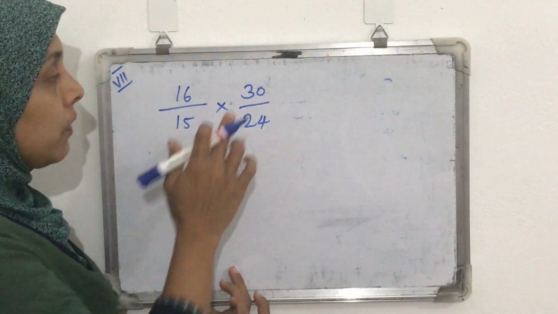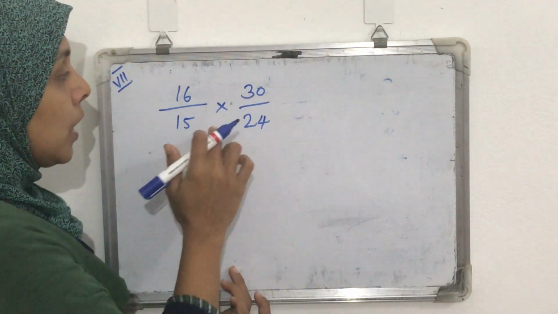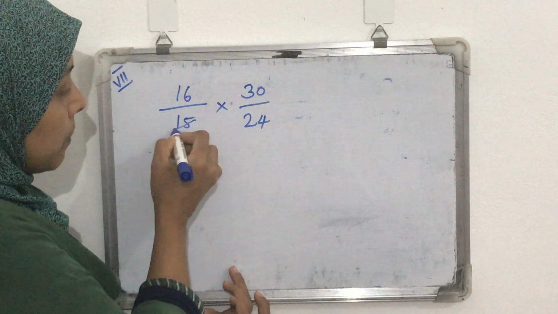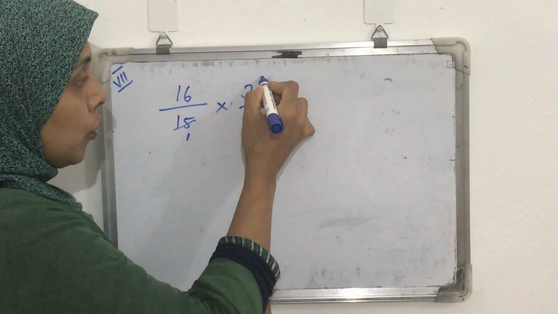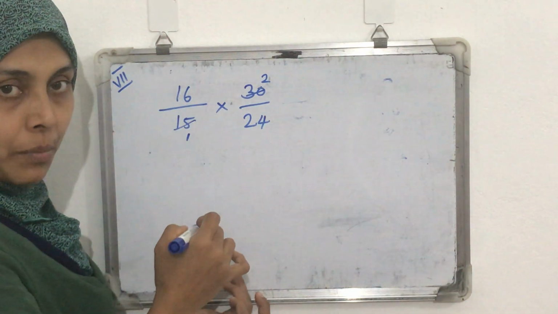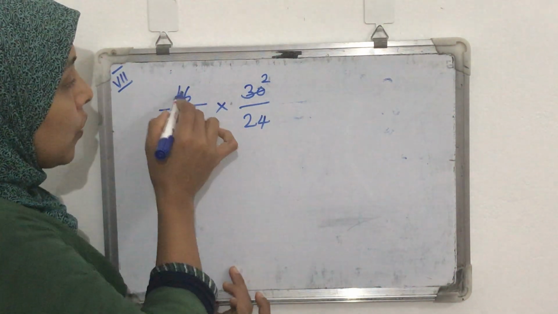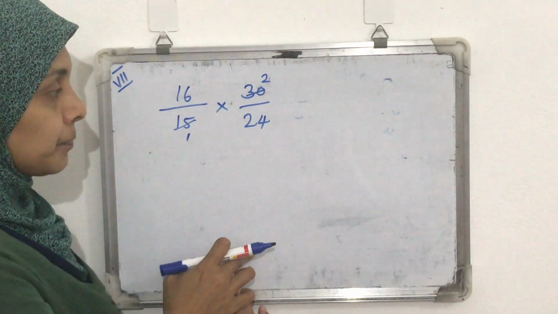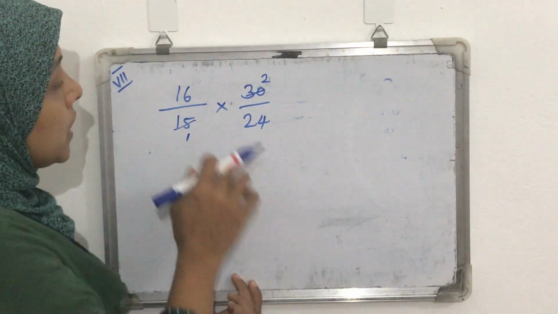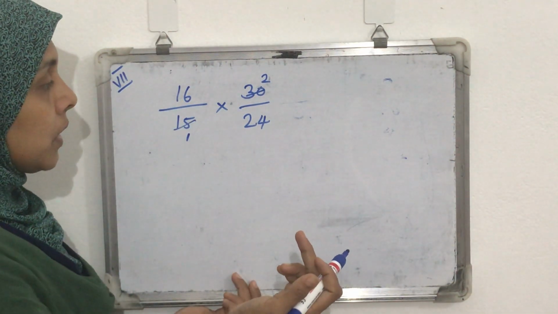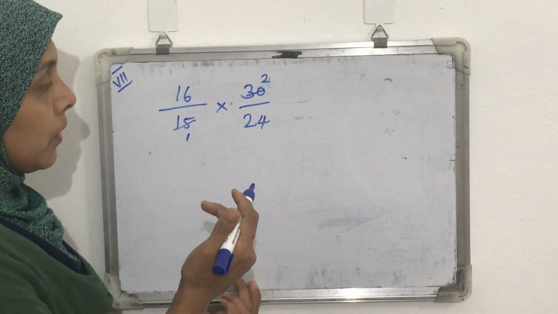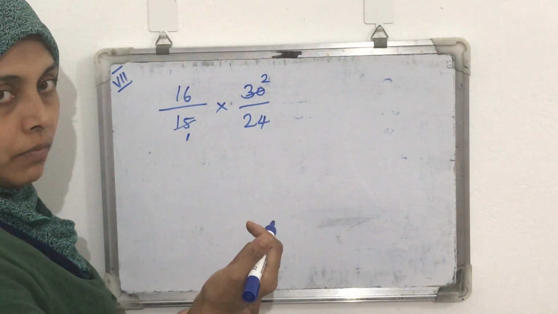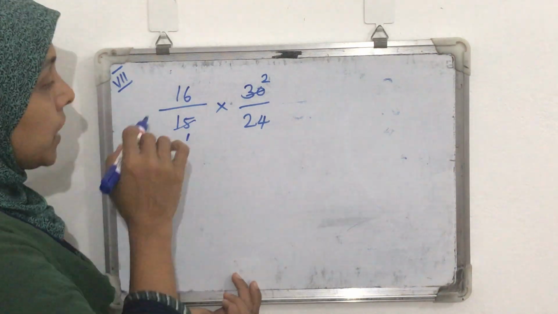So when you divide with the HCF of both, you will get 15 by 15, which is 1, and 30 by 15, which is 2. So we can make it easy. Just like 16 and 24, any common factors? Yes, there are many common factors: 2, then 4, then 8 is also there. Which is the HCF? 8 is the HCF.